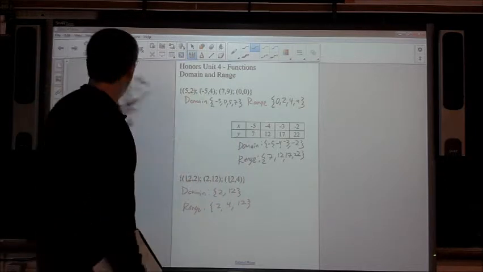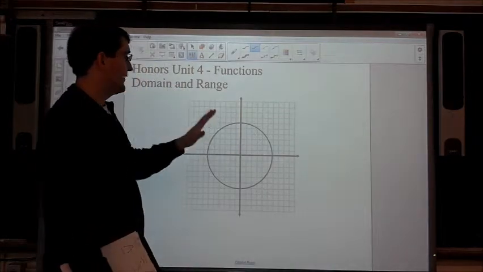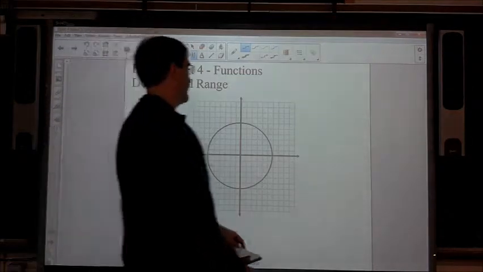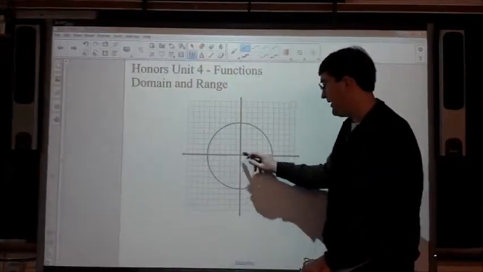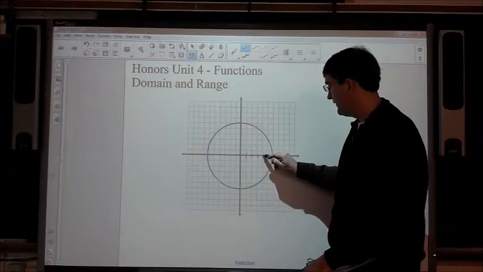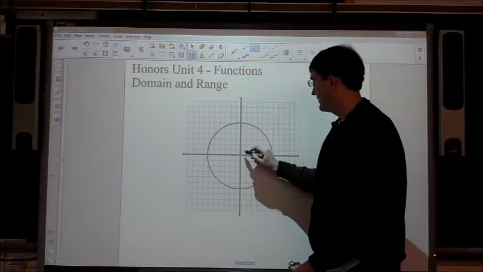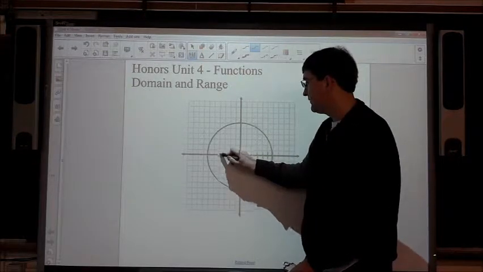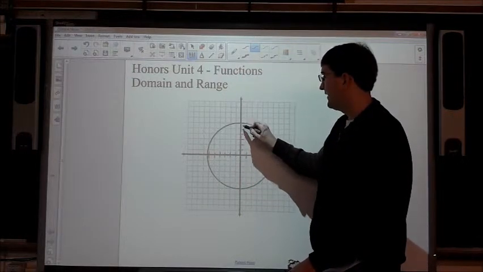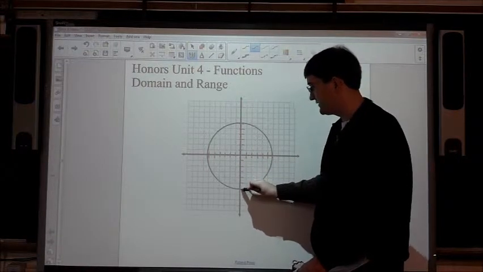You just list them. For graphs, though, it's a little bit more tricky. For graphs, we have to look at the scale. So on your notes there, make a note of this, that on this circle, we go over 1, 2, 3, 4, 5, 6 to the right. I'm going to do this in red, actually. 1, 2, 3, 4, 5, 6 to the left. 1, 2, 3, 4, 5, 6 up. And then 1, 2, 3, 4, 5, 6 down.